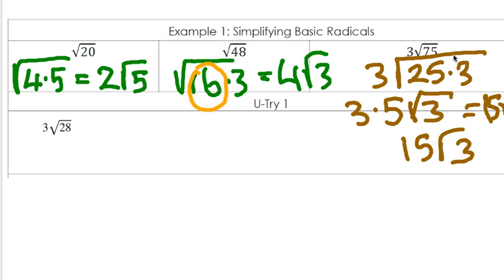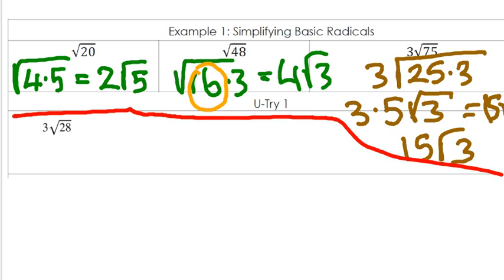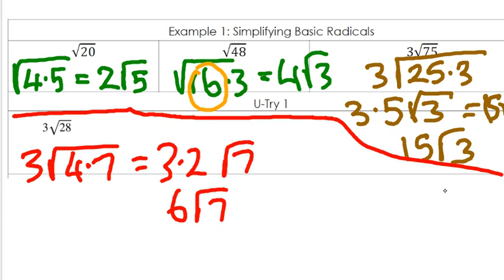Here's your Utry. Please pause the video for a minute and solve. Here's the answer for our Utry. We split 28 into 4 and 7, and 4 can go outside as 2, which will multiply with 3 to create 6 root 7.